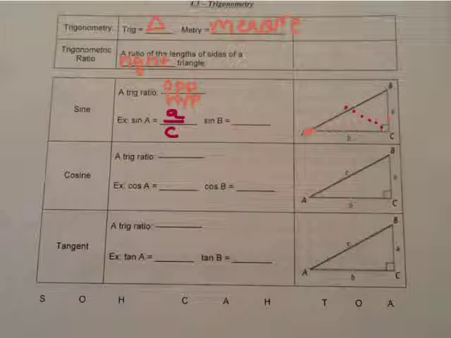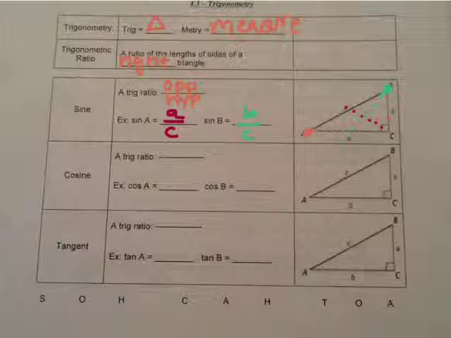If we take a look at B, again for sine, it's the opposite side over the hypotenuse. So here's angle B. The side opposite of B is little b, over the hypotenuse, which we said was c. So if little b was 6 and the hypotenuse was 15, we would say 6 over 15. And then you would reduce that fraction.